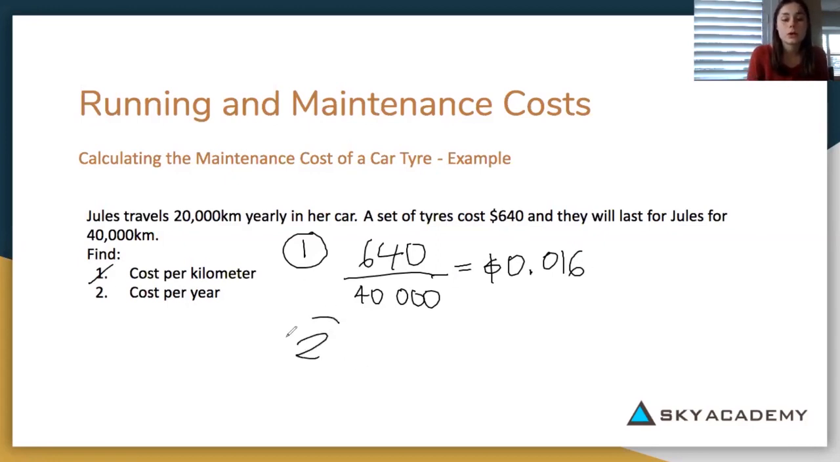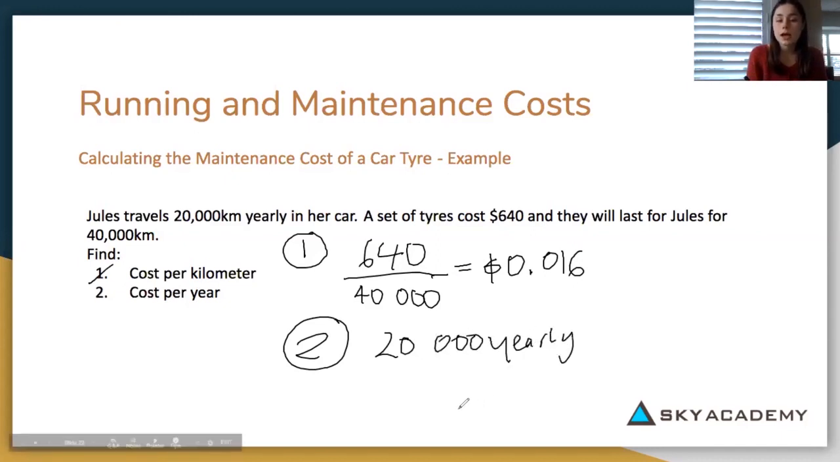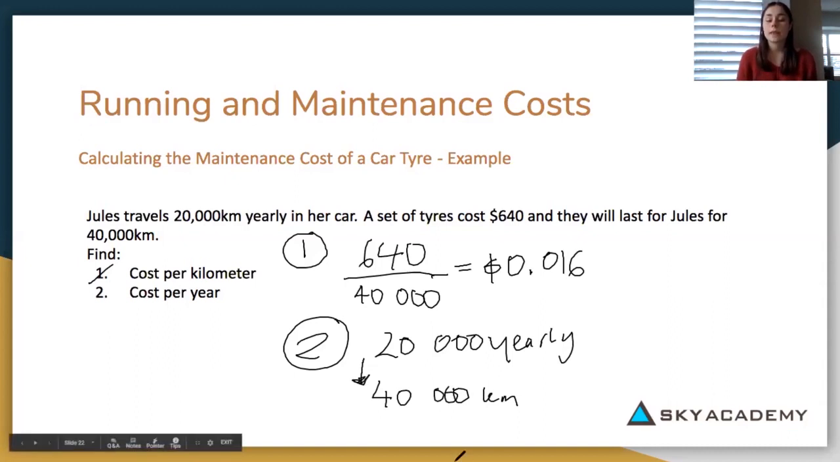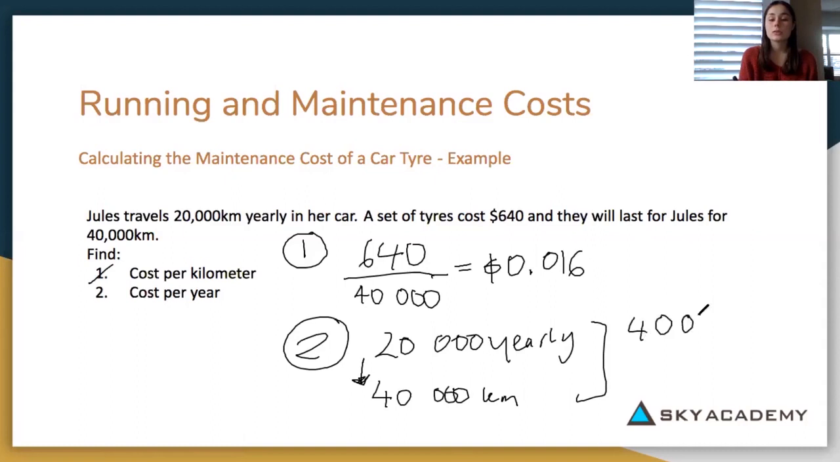Number 2, the cost per year. So if we know that she travels 20,000 kilometers yearly, and the tires will last her 40,000 kilometers, we got to figure out what the difference is from there to there. And so if it's 20,000 yearly, if she does 40,000 kilometers, that will be twice, 2 years. And so she'll do 40,000 kilometers in 2 years.